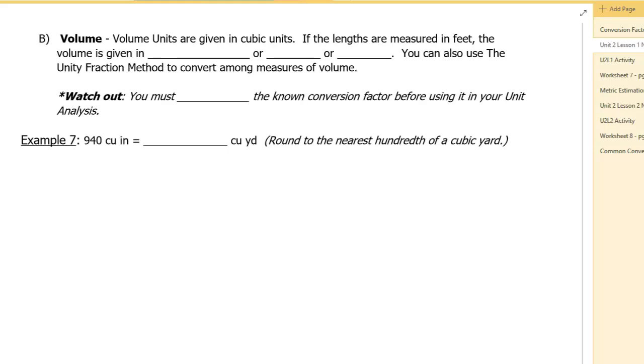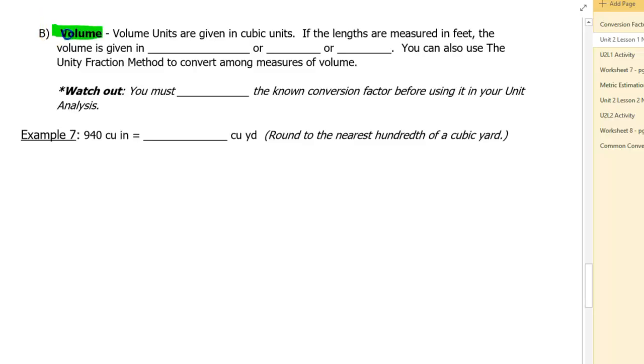Unit 2, Lesson 1, Example B. In this example, we'll look at how we can use unit analysis to convert when you have measurements of volume. Volume units are given in cubic units. If you think about measuring the volume of a cube, you would have length times width times height, so it's three-dimensional.